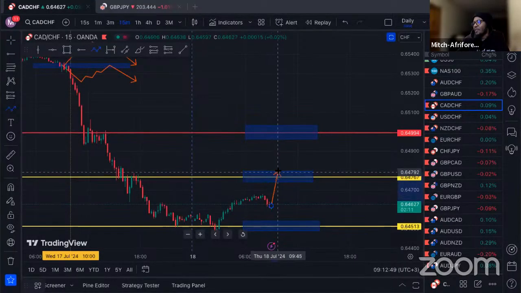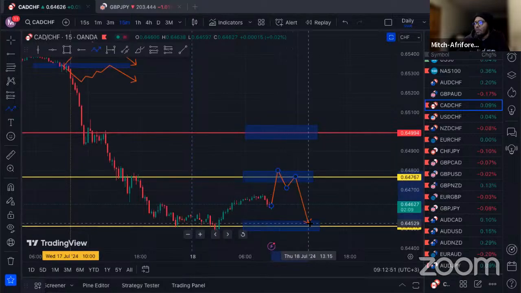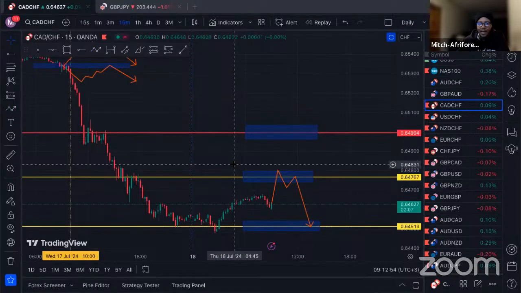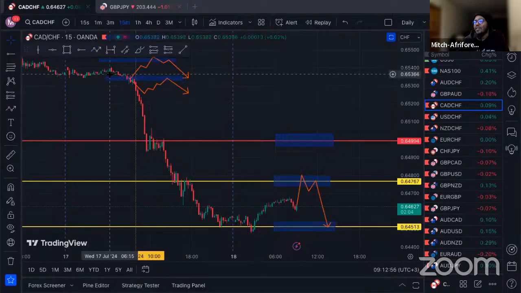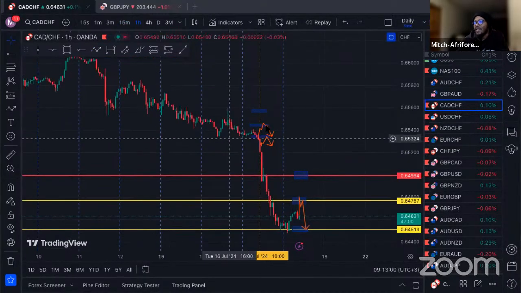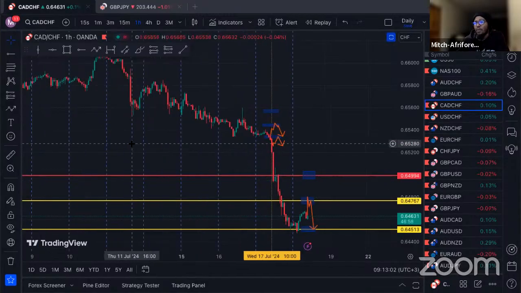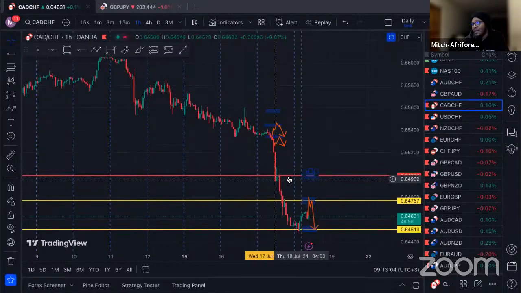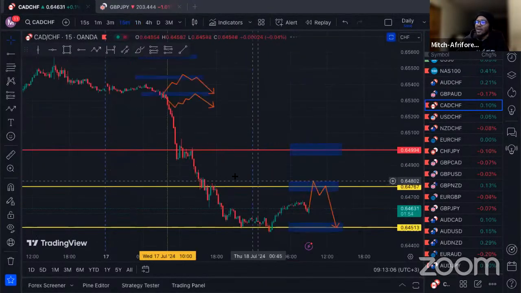Hopefully, we can end up getting the price approaching this particular seller's area before we're able to look for selling opportunities. But be aware, due to the fact that the market really did move quite aggressive, this is possibly based on a higher time frame. You can see how aggressive the market moved. So we could end up pulling back to certain support and resistance areas. This is a level we identified based on a higher time frame.